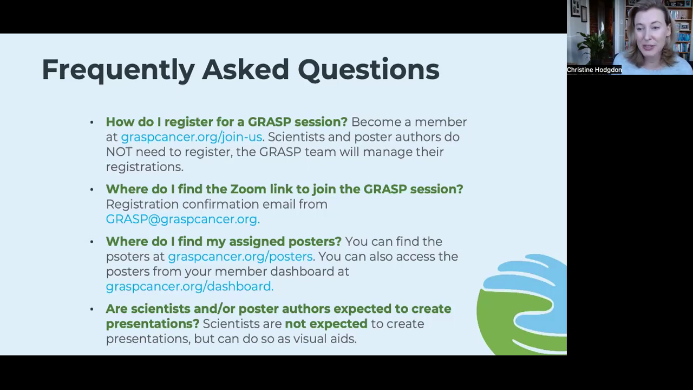And then a really good question that we often get is, are scientists and poster authors expected to create presentations? The scientists are definitely not expected to create presentations. If you want to break up your poster, for example, into different slides, that's okay because it makes it a little bit more visually appealing and easy to read, but there's no need to actually recreate an entire presentation.